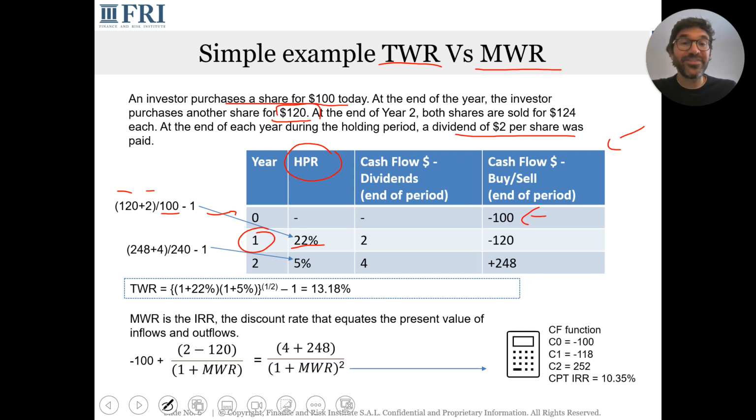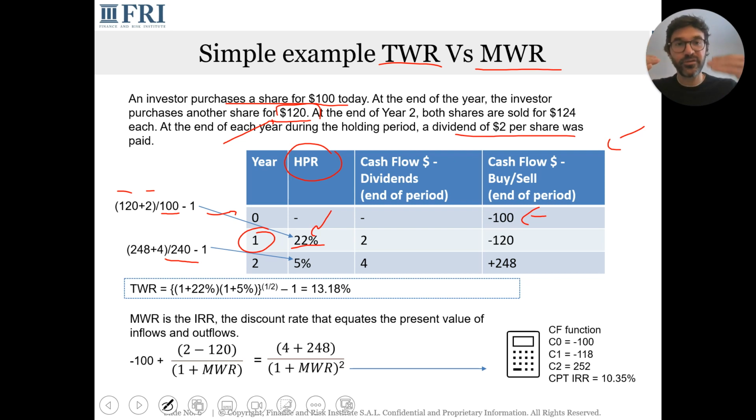Now, in year 2, at the end of year 2, both shares are sold for 124 each. Now, remember that at the beginning of year 2, I had 2 shares. Each share was worth 120. So my initial value at the beginning of year 2 was 240. Please do not use 100 again because you'd be double counting the return. The increase of the share from 100 to 120 was already captured during the return for year 1.